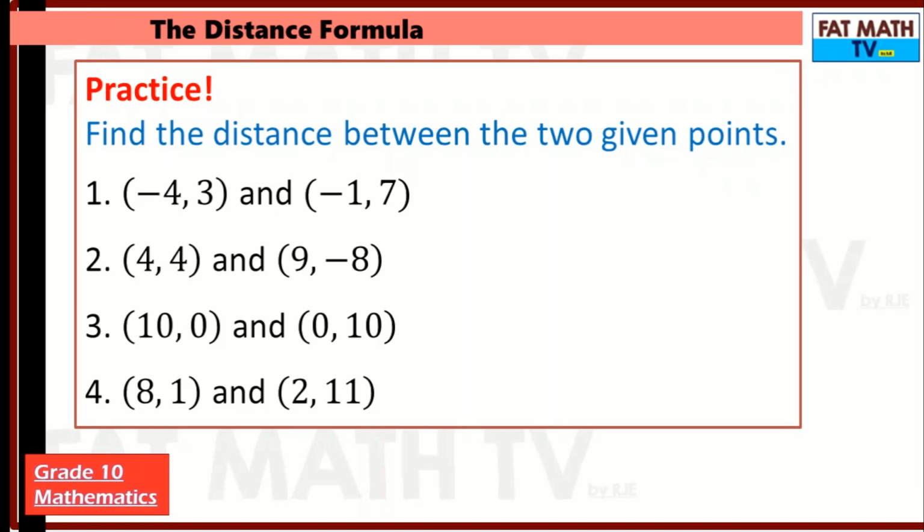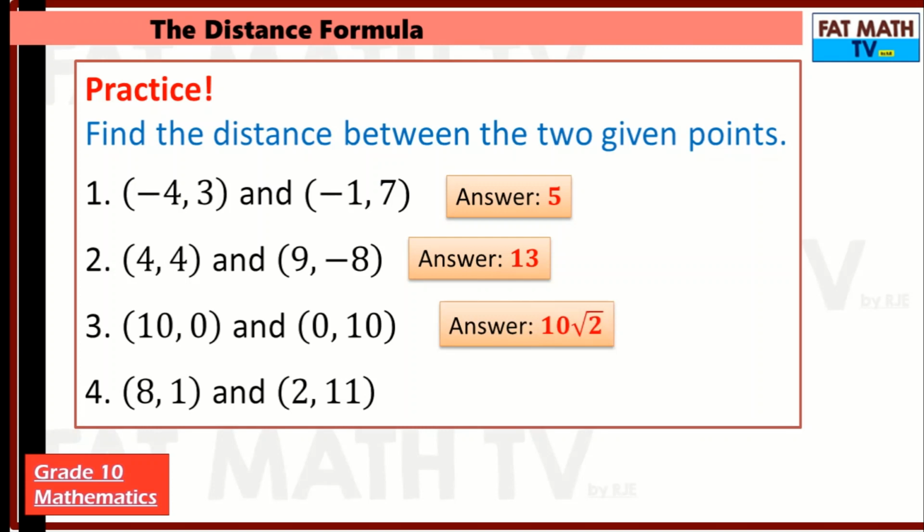Okay, so if you're not done yet, please pause the video because I will reveal the answers. So for number one, it's 5. Number 2, 13. Number 3, 10 square root of 2. And number 4, 2 square root of 34. So if you got 4 in this set of exercises, then meaning to say you already know the distance formula.